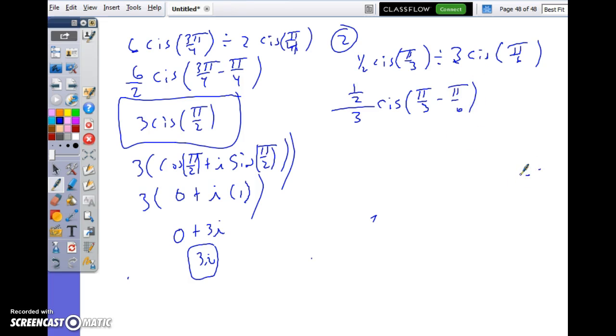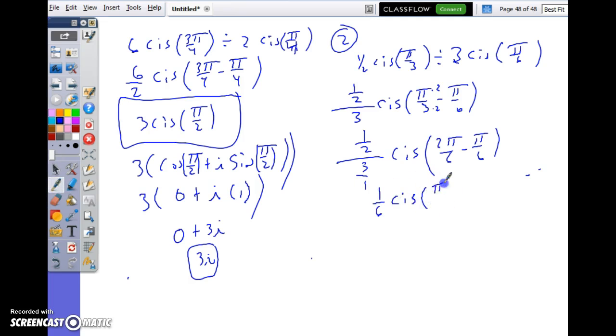Common denominator, I need to make this top and bottom times 2. 1/2, I'm going to write this as 3 over 1 so I can flip and multiply in a moment. Cis 2 pi over 6 minus pi over 6. Flip and multiply, I get 1 over 6 cis pi over 6. That's my cis form.